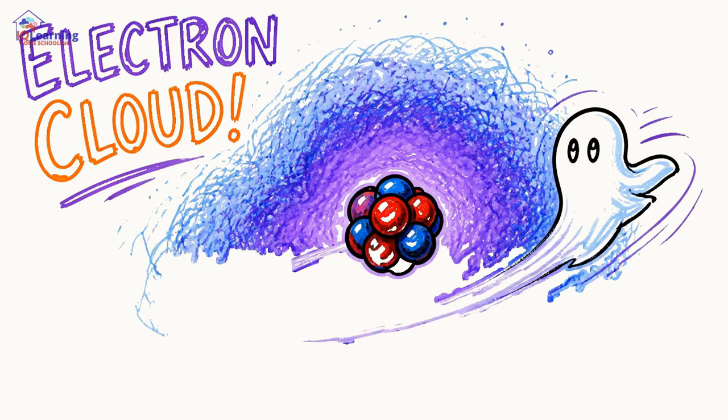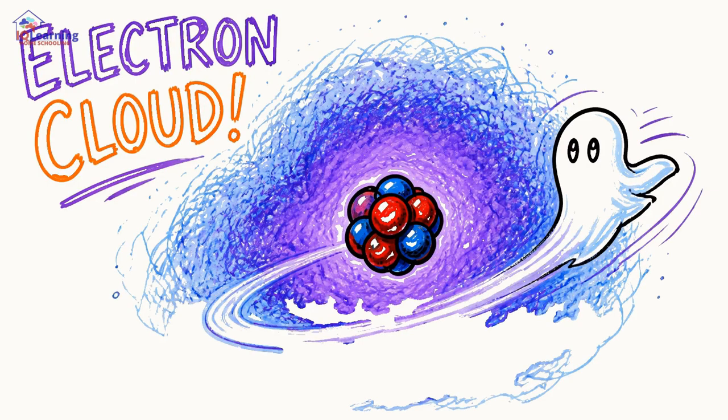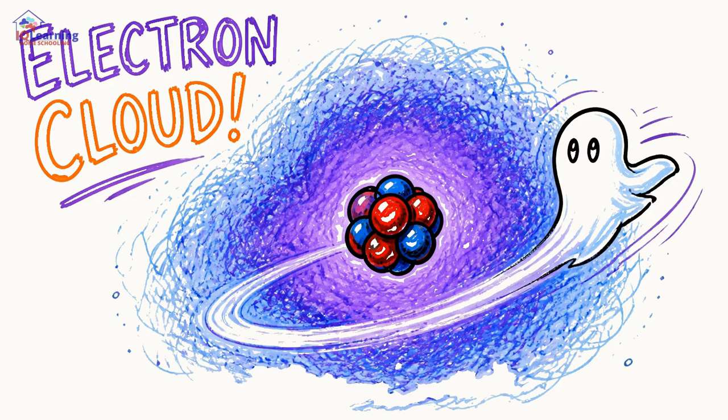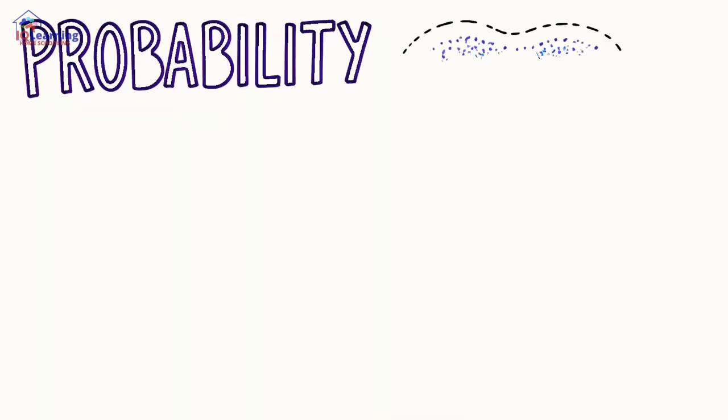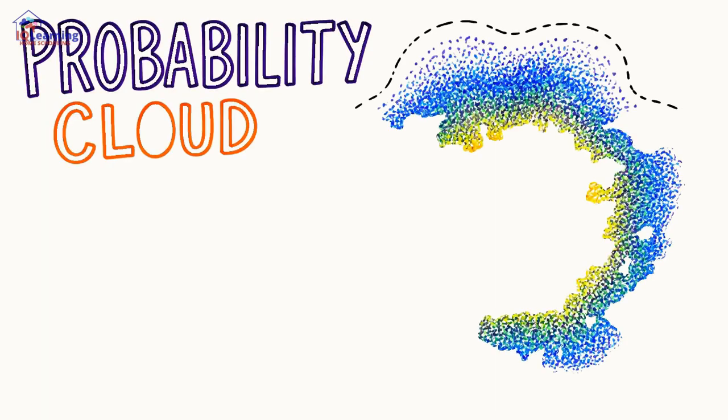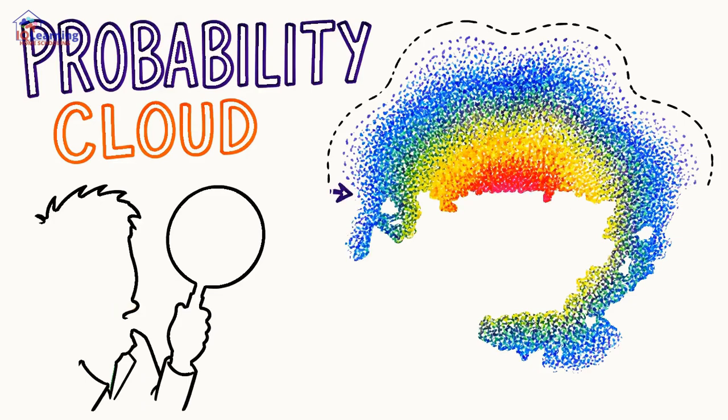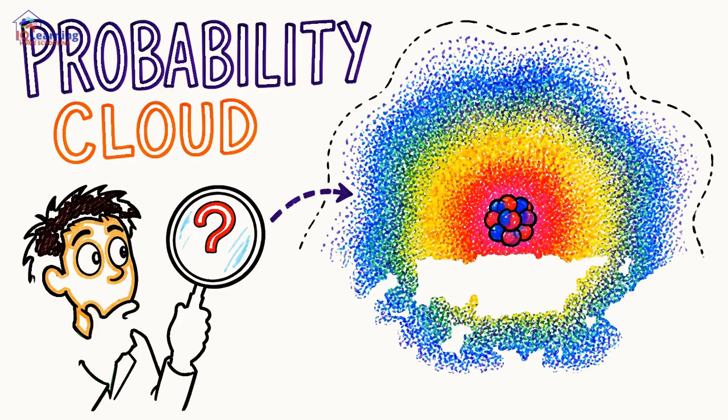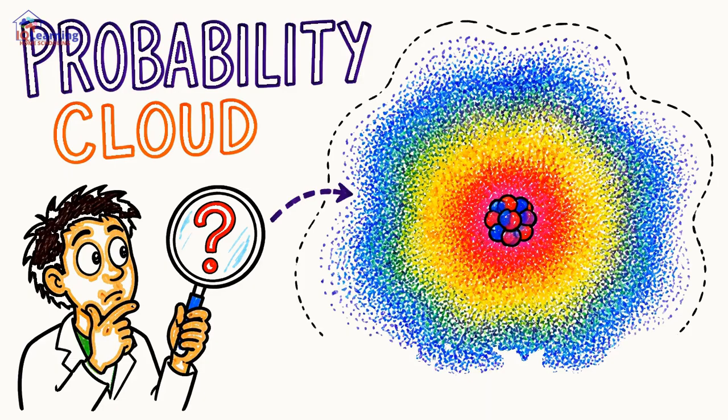In this model, an electron isn't a solid point in a fixed path. It's more like a ghost, a cloud of probability. We can never know exactly where an electron is at any given moment. Instead, we have orbitals, three-dimensional maps that show where an electron is most likely to be.